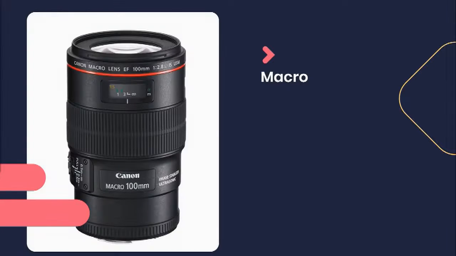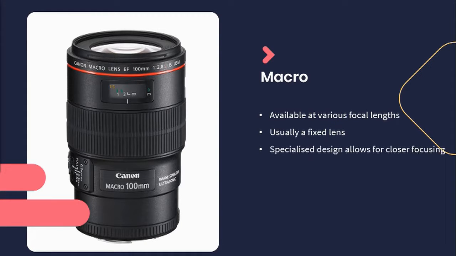Now, the final lens to have a look at in this lesson are macro lenses. Now, again, these are very specialist lenses that are used for doing extreme close-up photography. Macro photography or macro video enlarges your subject beyond life size. They're available at various focal lengths. They are usually a fixed lens. It is possible to get zoom versions, but higher quality ones tend to be fixed lens, like the Canon 100mm one here. They're designed for closer focusing.